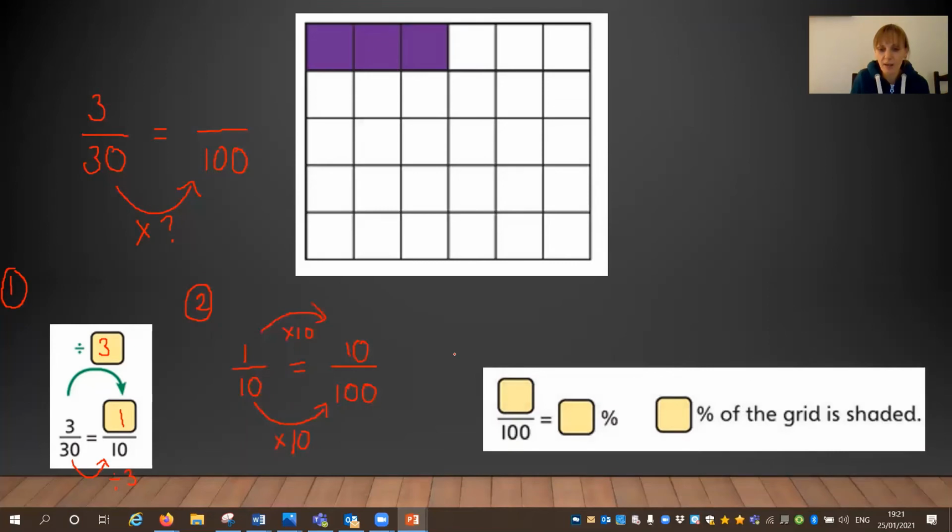So what have we done here? We've now said that it's 10/100ths, now we can get rid of that 100 denominator, and the numerator makes it 10%. So 10% of the grid is shaded. All right, so do you see that if you've got a denominator which can't be multiplied to give a denominator over 100, sometimes you might need to simplify first? We've simplified 3/30 into tenths because we know that tenths can then be put into 100s and it will come out with the same answer.